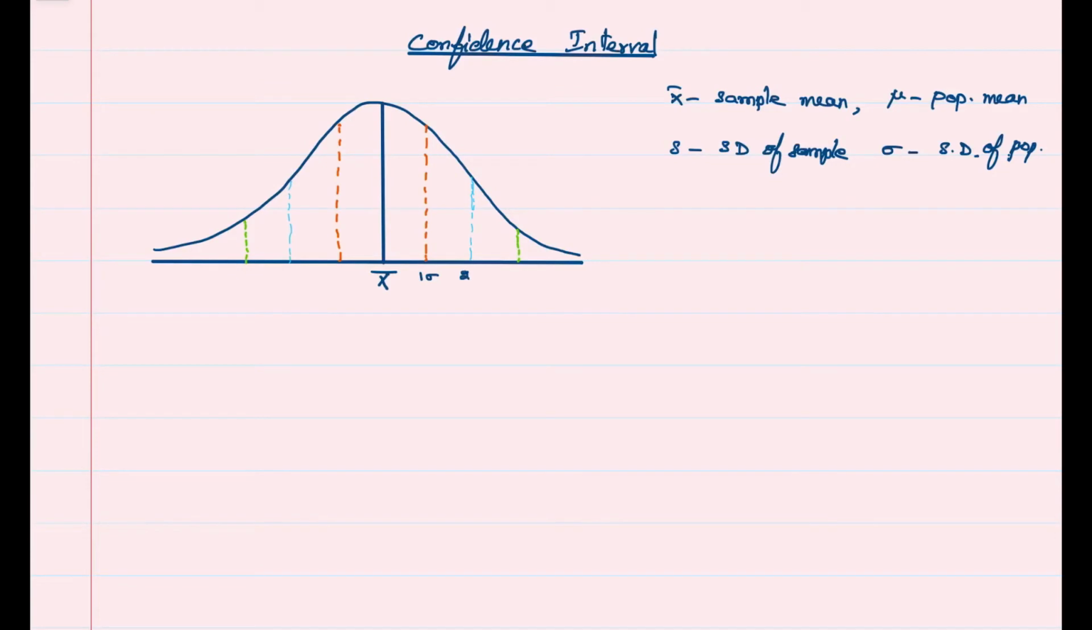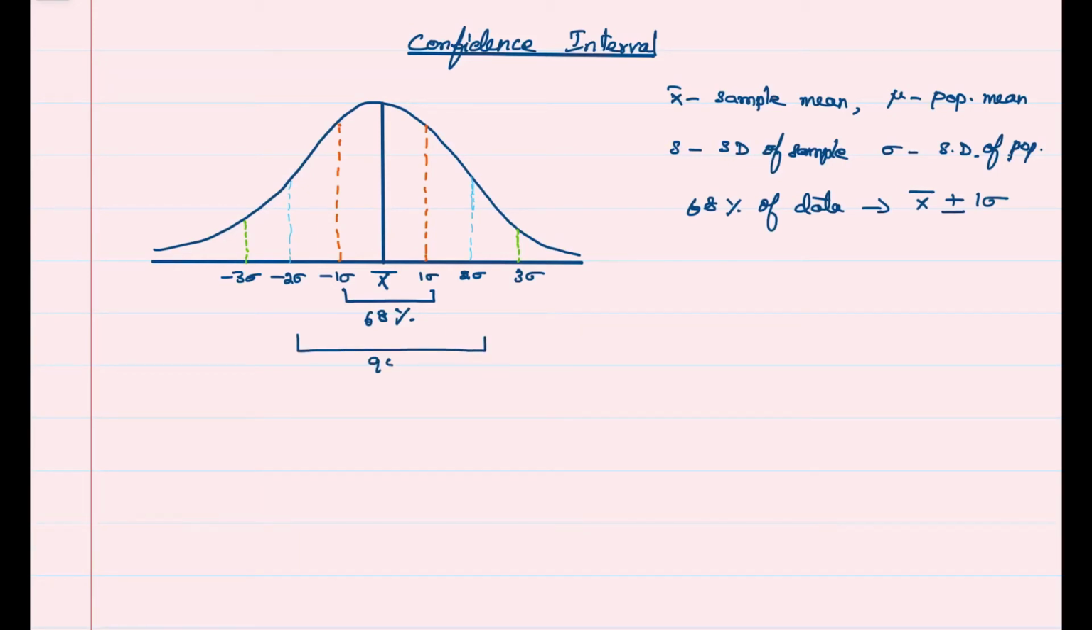This is 1 standard deviation, 2 standard deviations, 3 standard deviations, and on the left side of x bar it will be minus 1 standard deviation, minus 2 sigma, minus 3 sigma. 68% of the data will be within 1 standard deviation from the mean, that is plus 1 standard deviation, minus 1 standard deviation. 68% of the data will be within x bar plus or minus 1 standard deviation. 95% of the data will be within the limits x bar plus or minus 2 sigma.